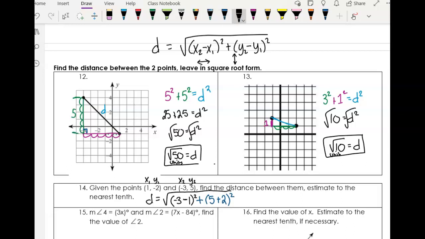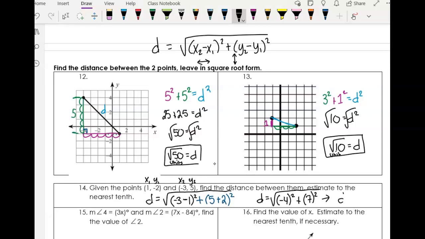Now we just do order of operations. We simplify the parentheses first. Negative 3 minus 1 is negative 4. Keep those parentheses around it, because we're going to end up squaring that number. And then 5 plus 2, aka 5 minus negative 2, is 7. I'm going to keep parentheses to let myself know that's the number I'm squaring. Now, I don't like doing horizontal, but I don't have enough space here.